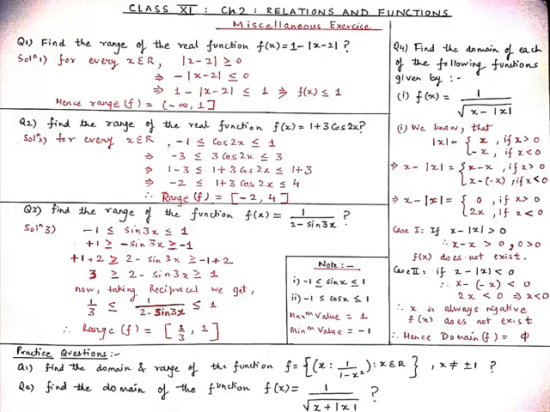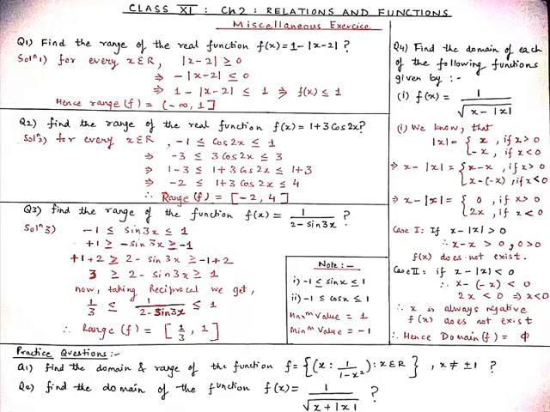Today in this video we'll do some more questions which are based on relations and functions. Students, our first question for today is: find the range of the real function f(x) = 1 - |x - 2|.